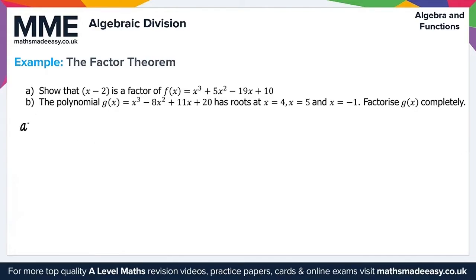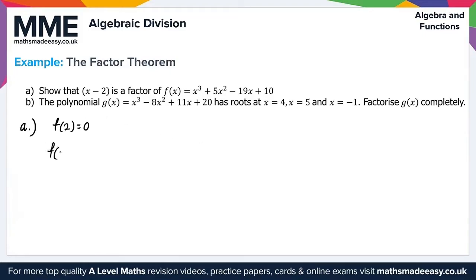For part A, we're asked to show that x minus 2 is a factor of f of x. So if x minus 2 is a factor, what that means is that f of 2 must be equal to 0, and that's true if x minus 2 is a factor. So if we substitute 2 into our polynomial f of x, then what we should find is that this expression simplifies to 0. So let's take that step first.